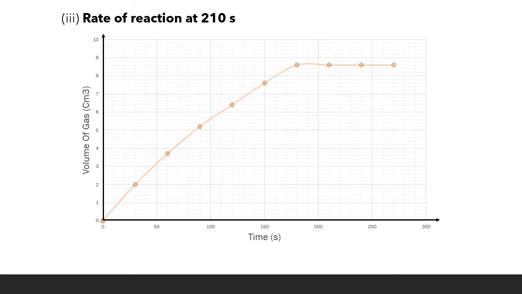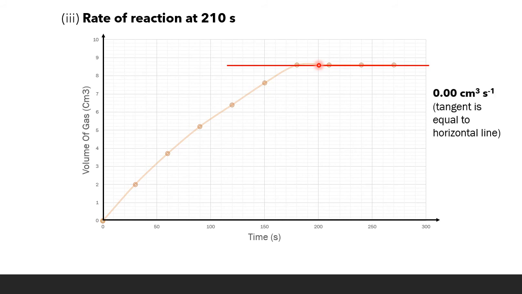Question number 3, calculate rate of reaction at 210. So kat mana 210? Sini. Right, dekat sini. So saya pun lukislah tangent. So nampaknya tangent dia tidak berubah, tangent dia flat. So bila flat bermaksud reaction dah tamat. So rate of reaction is equal to 0.